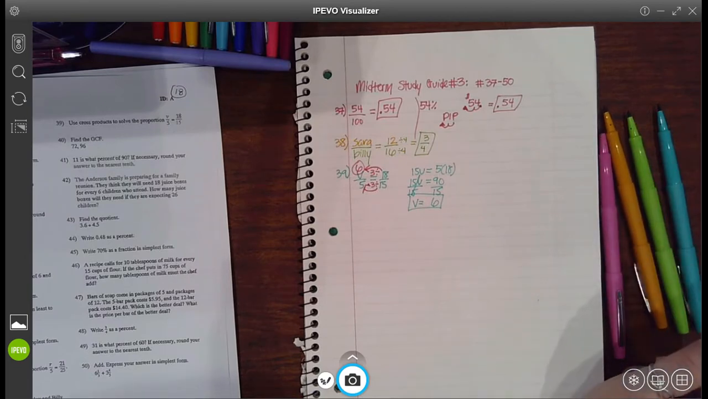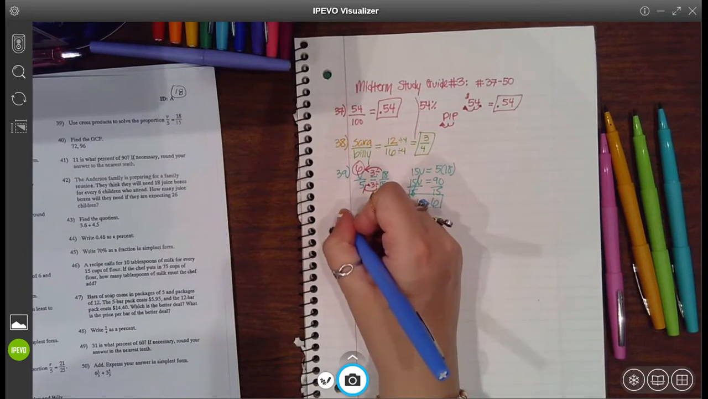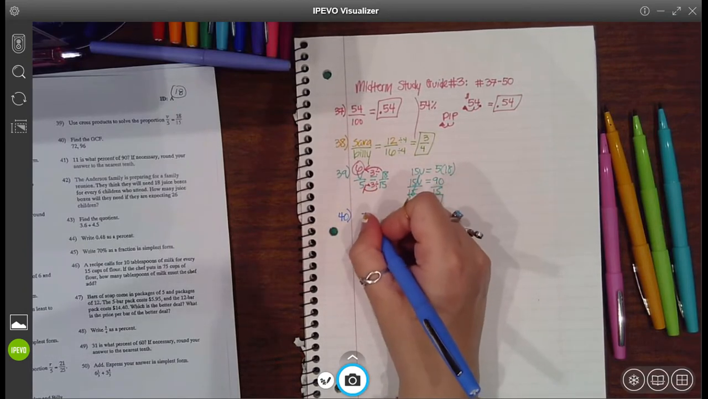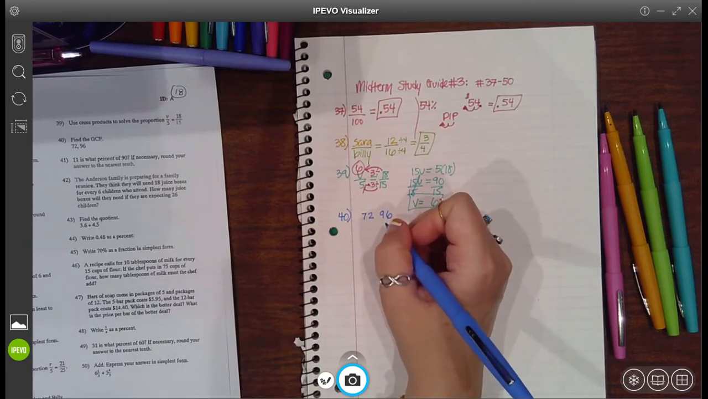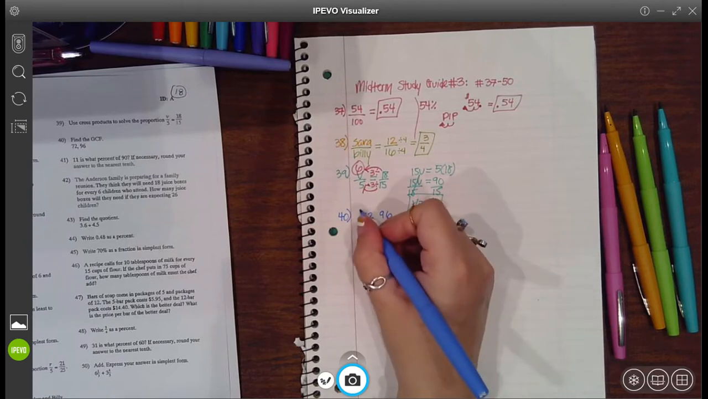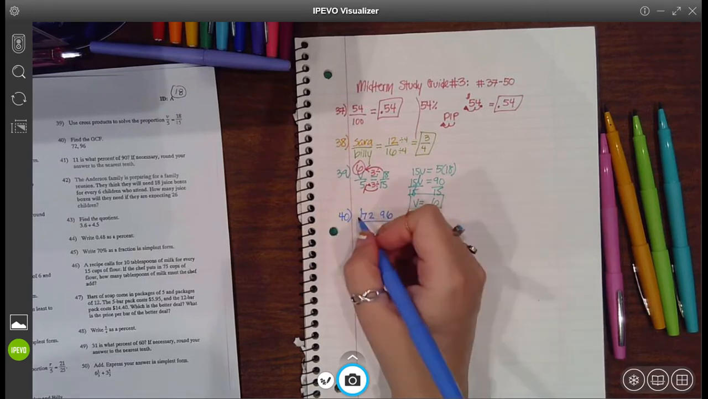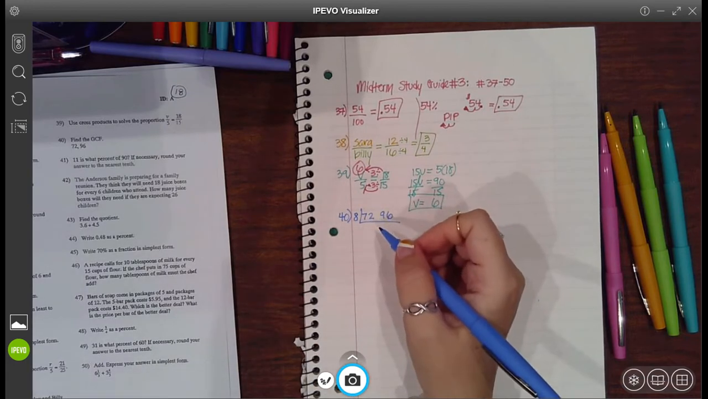All right, let's go ahead and move on to the next one, number 40. Number 40 says, find the GCF of 72 and 96. Okay, go ahead and try to think what number can go into both of those and then do a little ladder. Okay, pause the video and then come back and check. I started with 8. If you started with 2 or 4 or something else, that's fine. Okay, as long as we get to the same answer.